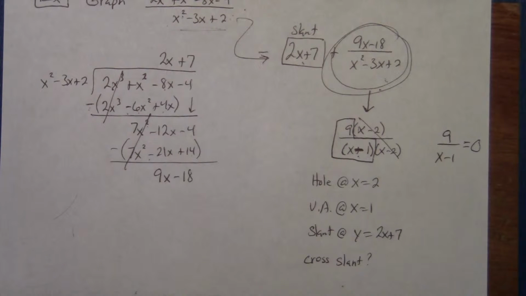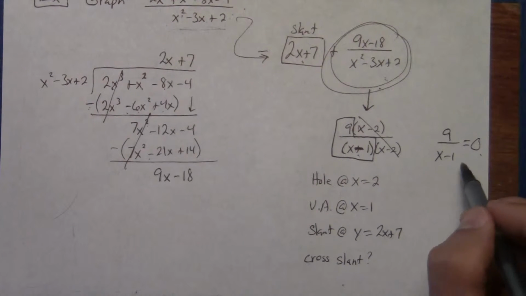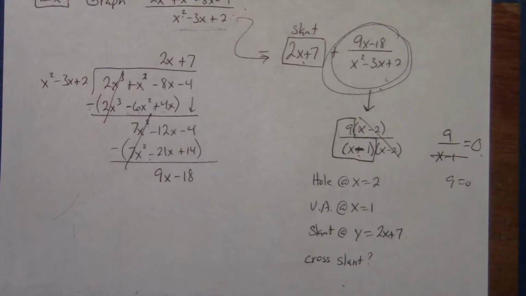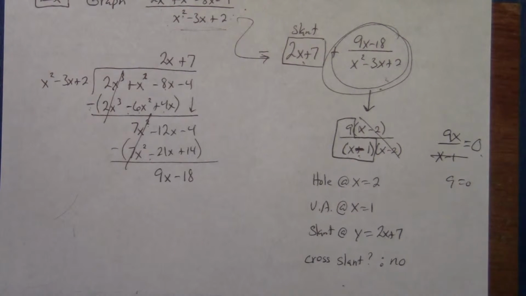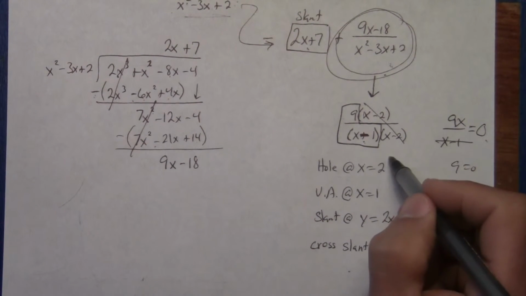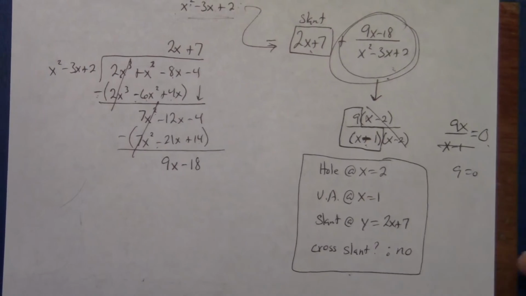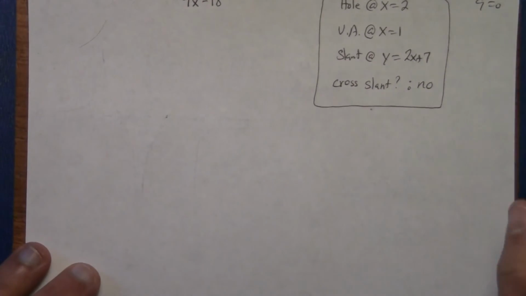Alright, so I've got that set up. Set that equal to 0. If I cross multiply, I get 9 equals 0. I don't even have a variable left, so does it cross? No, it does not. If you cross multiplied and say you had an x left up there, then of course I would get x equals 0 or x equals whatever, and that's where it would cross. So I've got all the information that I need. I can now go ahead and set up my graph.